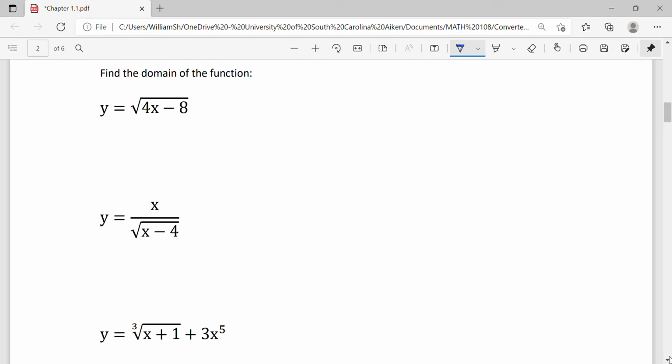Now, in this first example, we have y equals the square root of 4x minus 8.